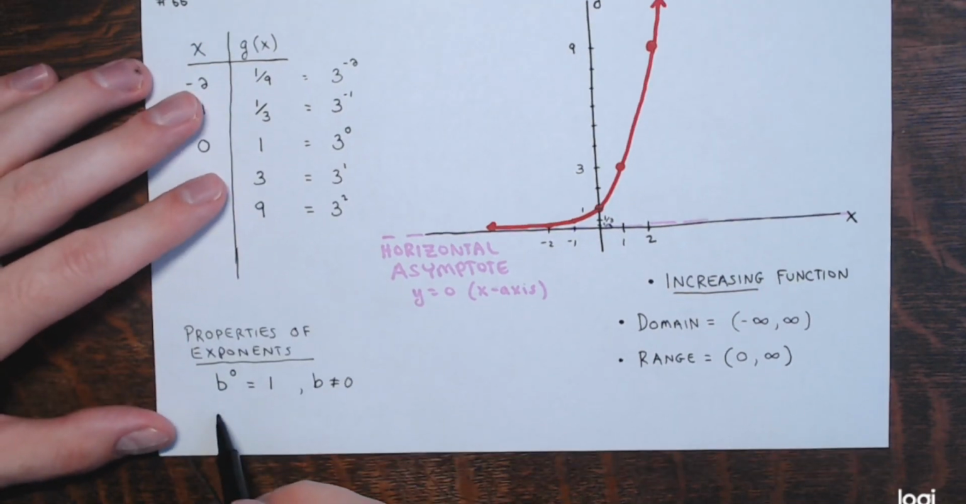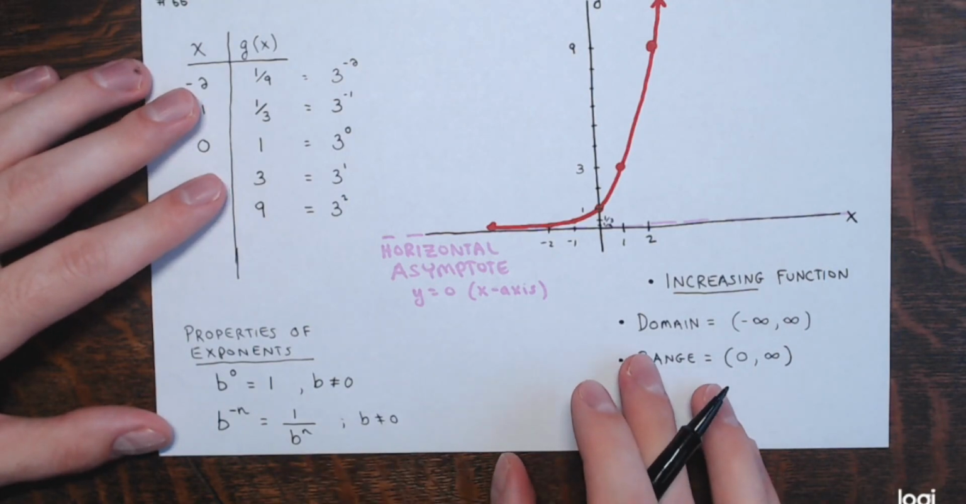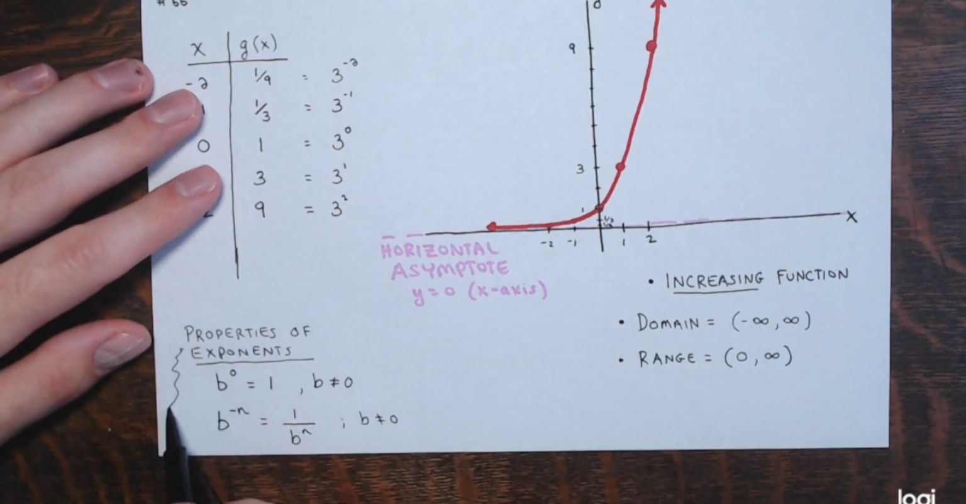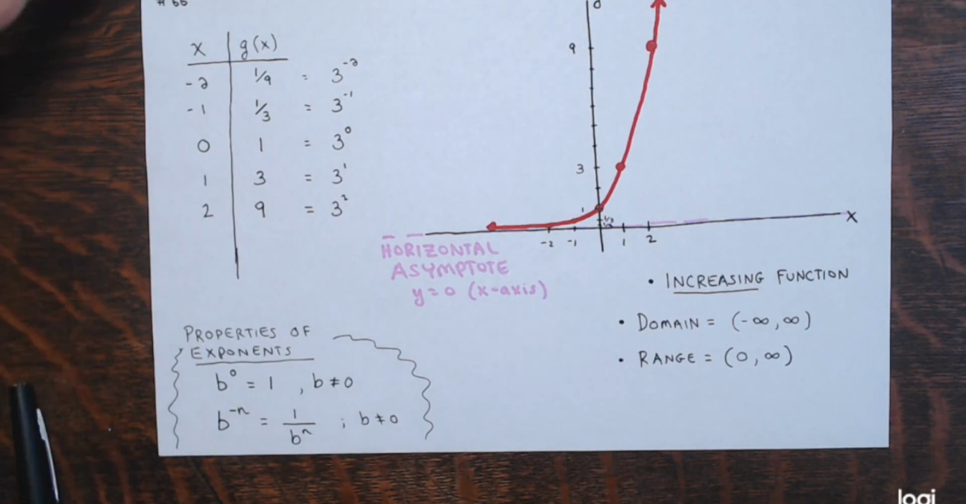And also the negative powers. Anything raised to a negative power, b to the negative n, is just the reciprocal, 1 over the positive power, b to the n. And again, b is not 0 here, because you can't have 0 in a denominator. So these should be important. You should remember these when evaluating these functions. And once again, these are key.